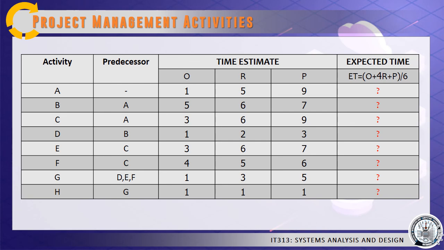This is an additional discussion regarding how you can calculate the expected time or estimated task duration. Given are the activities A, B, C, D, E, F, G, and H, with the predecessors as given on the table. We use the variable O for optimistic or the best case estimate, R for our probable case estimate, and P for our pessimistic or worst case estimate.